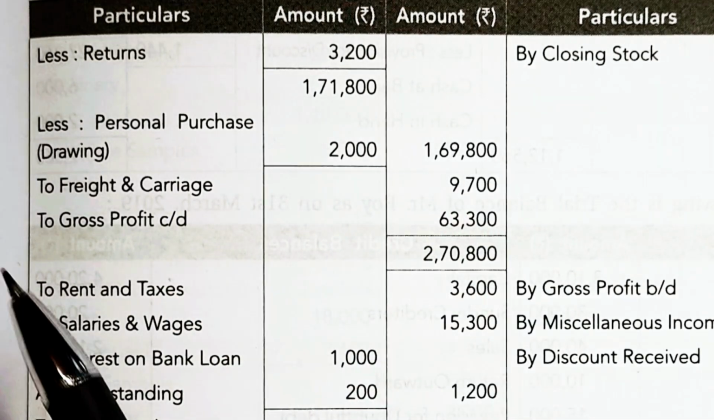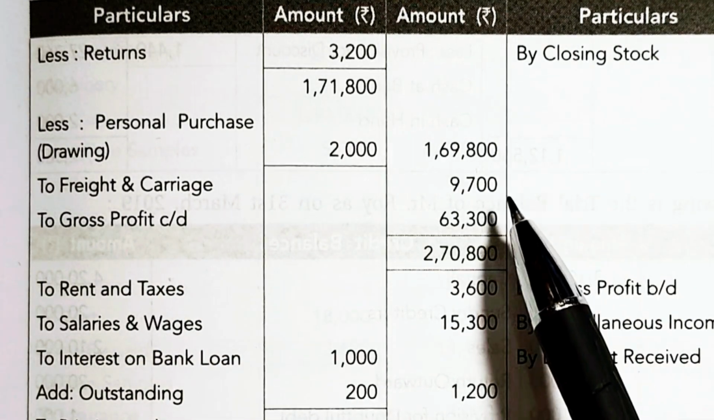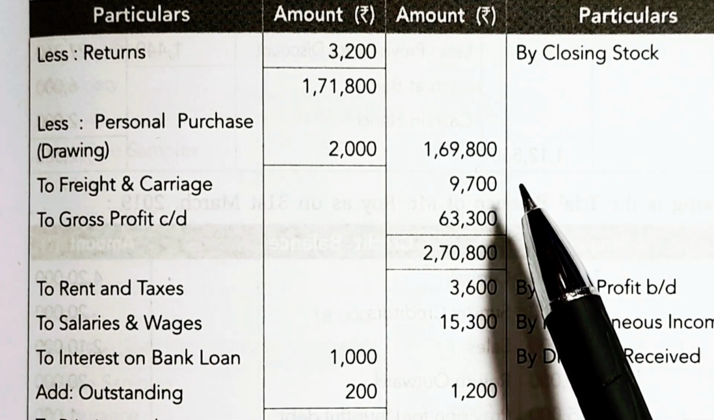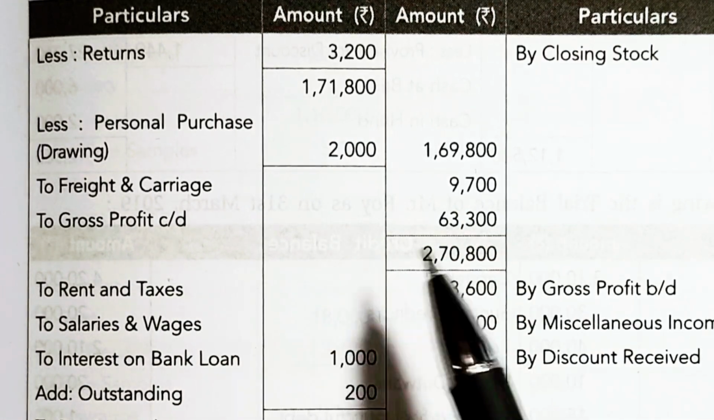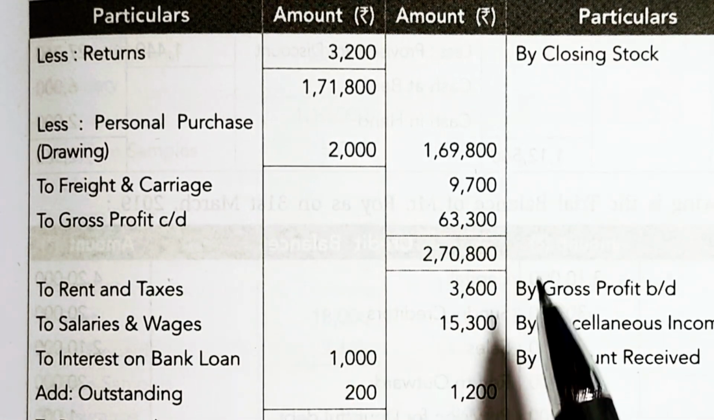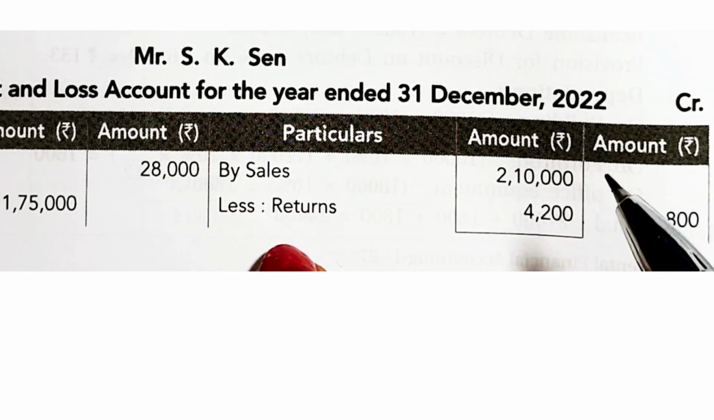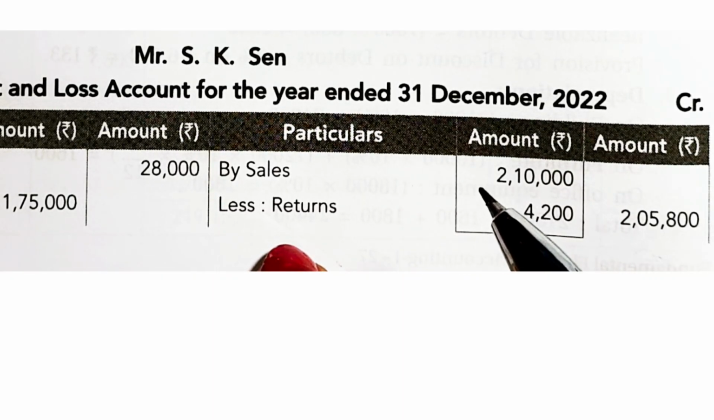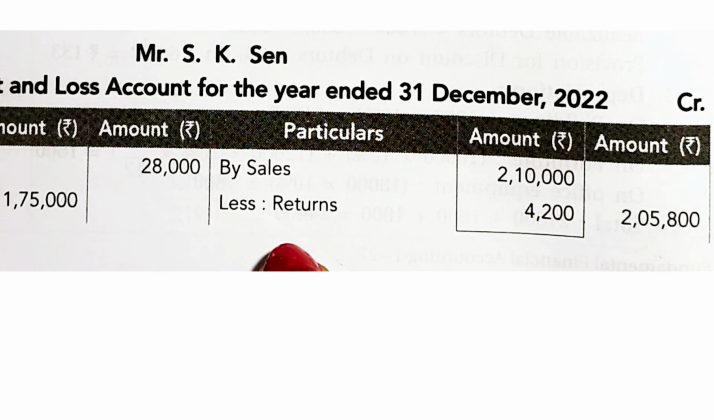ओके, नेक्स्ट टू फ्रेट एंड कैरेज 9700. आफ्टर दिस वी सी केयरफुली सी इन द क्वेश्चन देयर इज नो अदर आइटम्स दैट विल बी कमिंग इन द ट्रेडिंग अकाउंट के डेबिट साइड में. नाउ नेक्स्ट लेट अस गो टू द क्रेडिट साइड ऑफ द ट्रेडिंग अकाउंट. शुरू करेंगे बाय सेल्स गिवन इन द क्वेश्चन 2,10,000. अगेन इन द क्वेश्चन देयर इज सम सेल्स रिटर्न, माइनस करेंगे. So the net sales is 2,05,800.